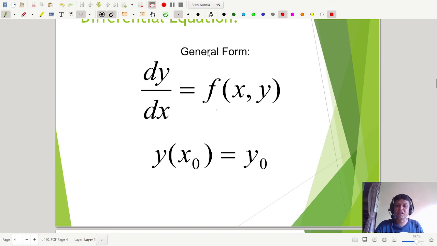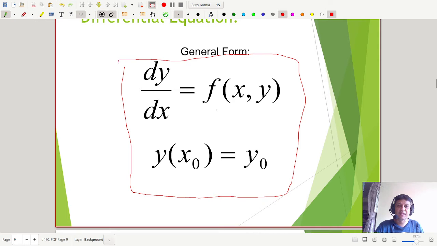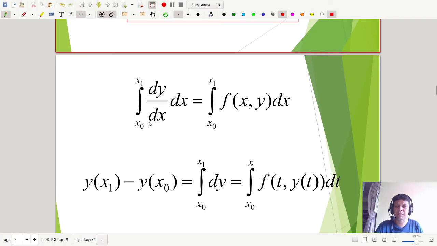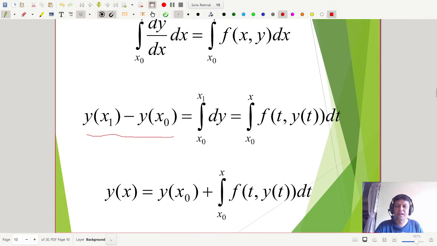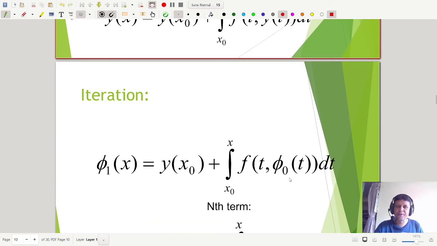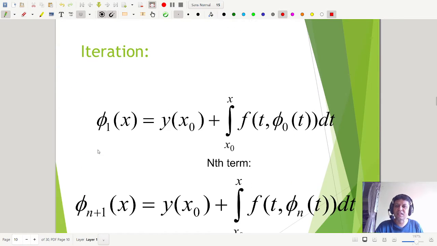Now, this is the initial value problem, dy/dx equal to f(x,y) and y(x0) equal to y0. Now let us integrate between x0 and x1 on both sides. Then you have y at x1 minus y(x0) equal to the integral from x0 to x of f(t, y(t)) dt, and y(x) equal to y(x0) plus the integral from x0 to x of f(t, y(t)) dt. Now you continue with the process, you will get iteration steps.